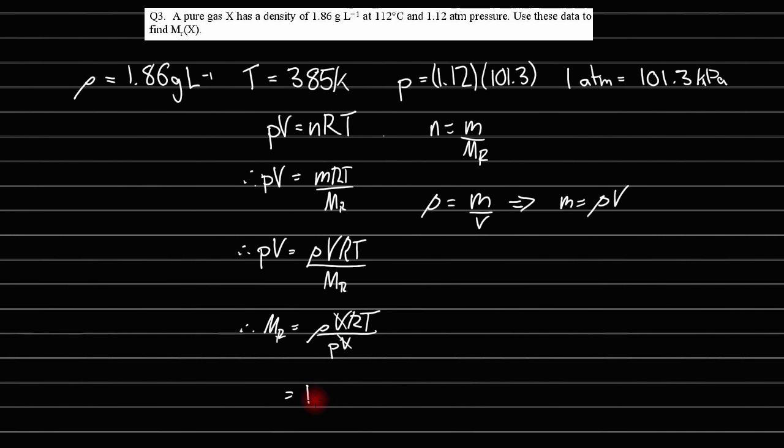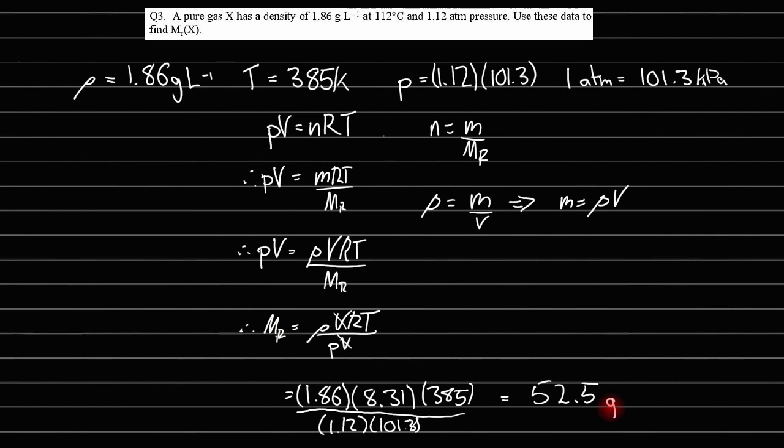So we have a density of 1.86 times the universal gas constant, 8.31, times temperature in Kelvin, 385, and that divided by the pressure. We've left it as this value up here, 1.12 times 101.3. And if you were to do that on a calculator, you'd get a value of 52.5. Units of molar mass, grams per mole.